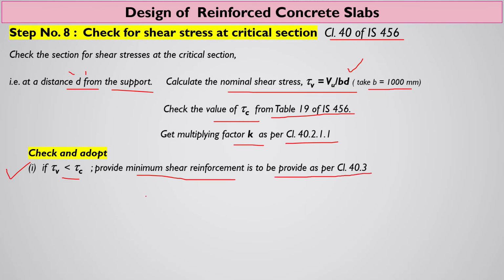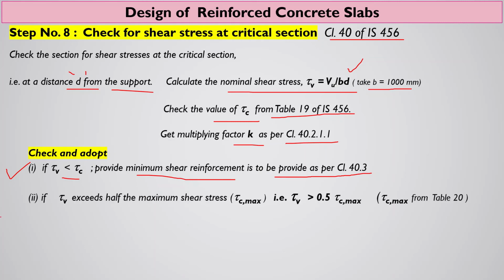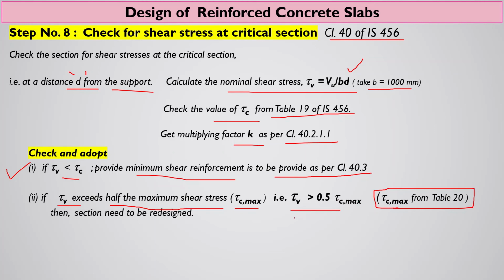Now the second condition is if your tau v, that means nominal shear stress, is exceeding half the maximum shear stress. What is maximum shear stress? That is tau c max, and tau c max you can get from table number 20. And the code is suggesting that you have to apply this check, whether tau v is greater than half of tau c max. If this check is okay, then you have to redesign the section.